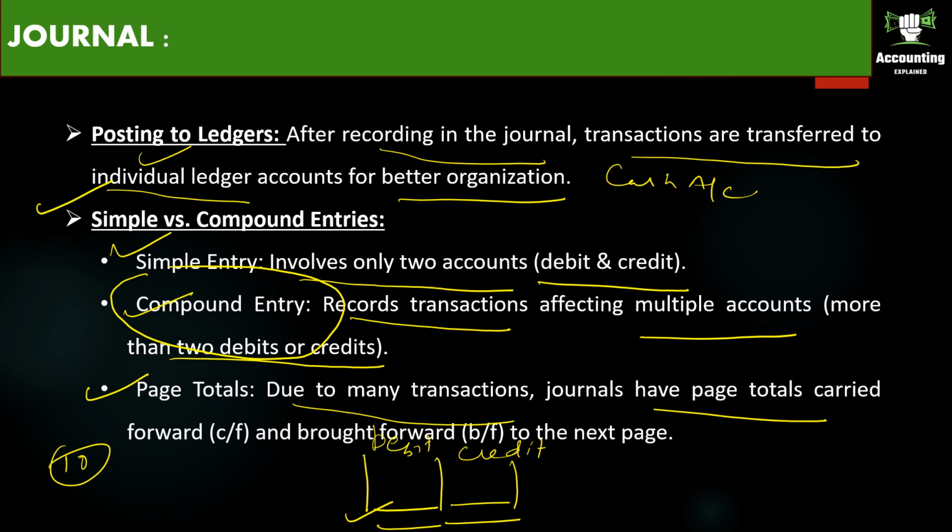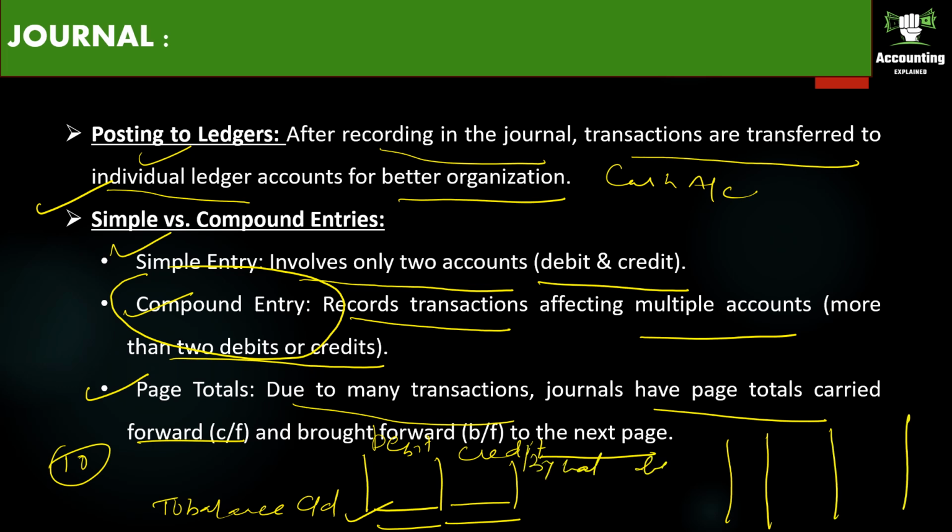And page totals are carried forward and brought forward to the next page. So here you will write balance carried down. And in the next page you will write balance brought forward, whatever is the amount. Okay. Debit, credit. If the carry down is 10,000 rupees, 10,000 rupees, then in the next page also you will write 10,000, 10,000. Okay.